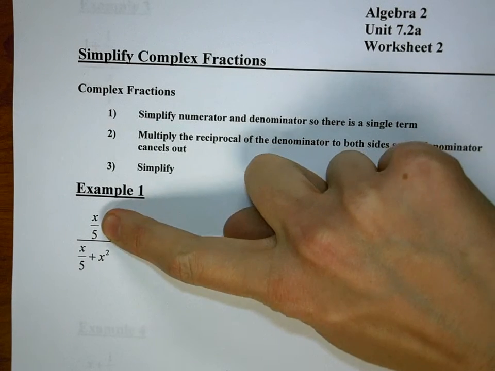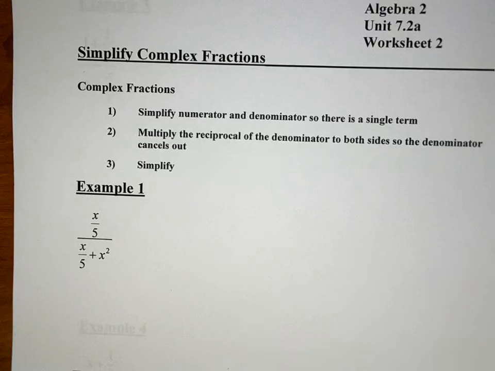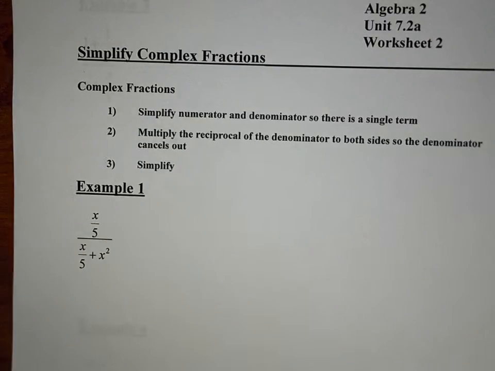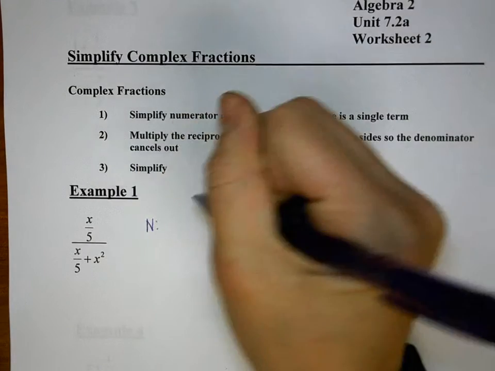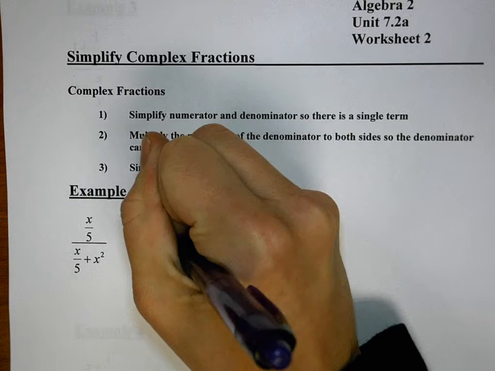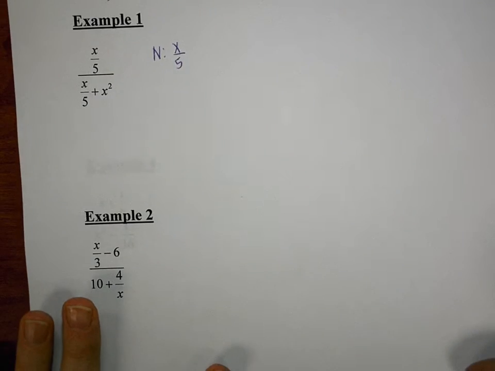So that's where you're going to do your same change, flip, or keep, flip, change, your KFC. And then you'll simplify. So it's basically just building on what we've done. It's just written in a different way. So if we start with our numerator, it's already simplified. It's x over 5. Okay, we don't have to do anything on that.